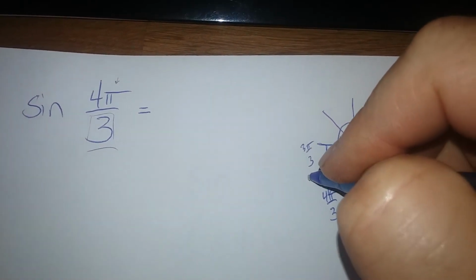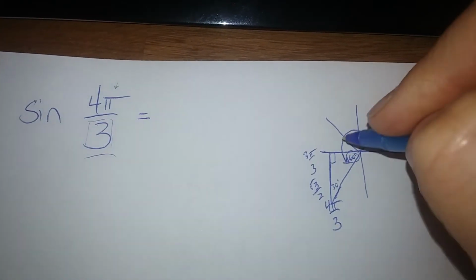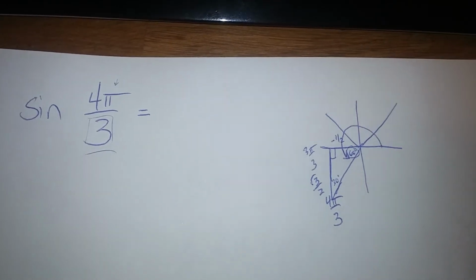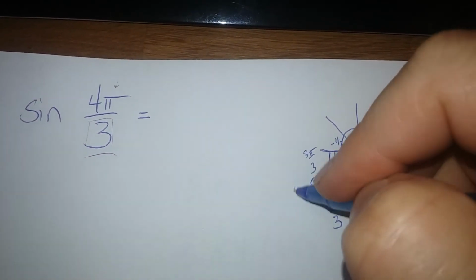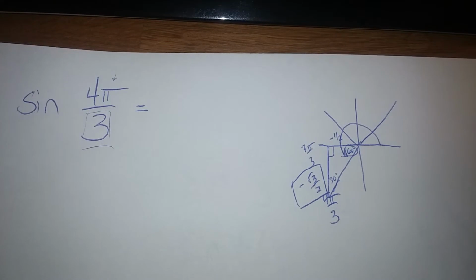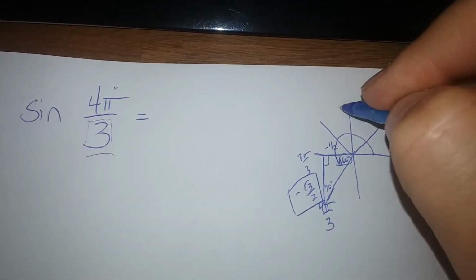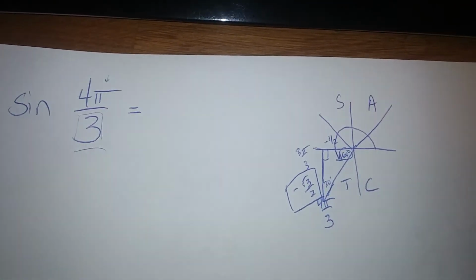So I'm going to pick my biggest ratio that I have. The smaller one goes here. And because I'm going down, I have to remember that this answer is negative root 3 over 2. I can also remember that all students take calculus.